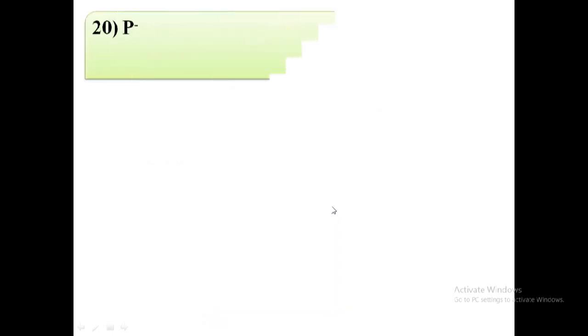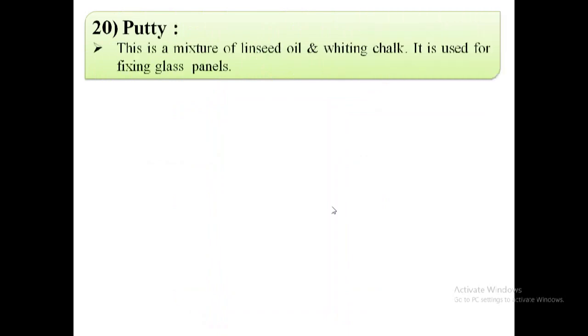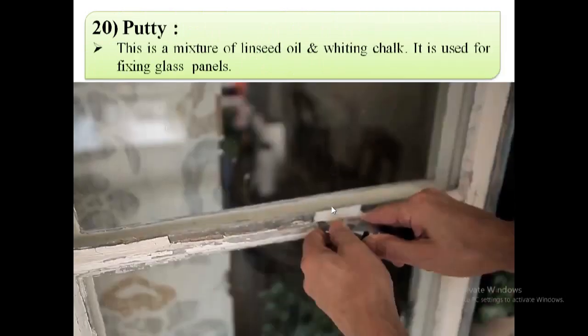Next technical term is putty. Putty is a mixture of linseed oil and whitening chalk. Putty is used for fixing glass panels. So, in this image you can see someone fixing these glass panels by using putty, and this putty is the mixture of linseed oil and whitening chalk.